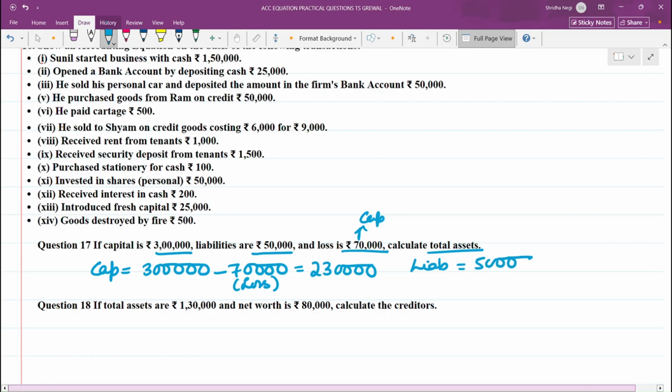Now your liabilities, how much? Liabilities are 50,000. So what will be the asset? Asset will be equal to liability plus capital. So how much is the liability? 50,000 plus capital of 2,30,000. So how much will be the asset? It will be 2,80,000. Assets are 2,80,000.